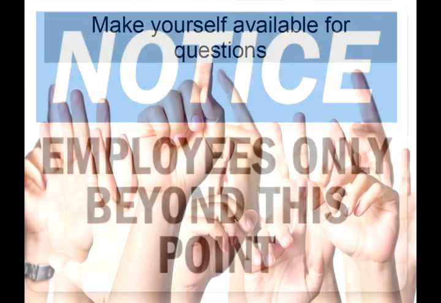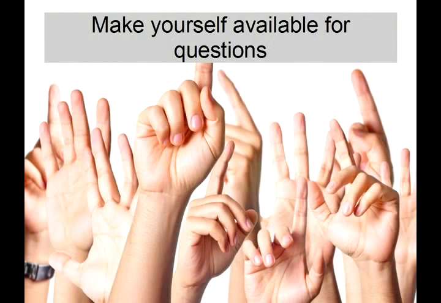Number 9, make yourself available for questions. Let individuals know how to contact your organization for privacy information, either through email or through a toll-free number. Also tell customers they can contact the Office of the Privacy Commissioner at 1-800-282-1376 if they are unsatisfied with your response to their privacy concerns.